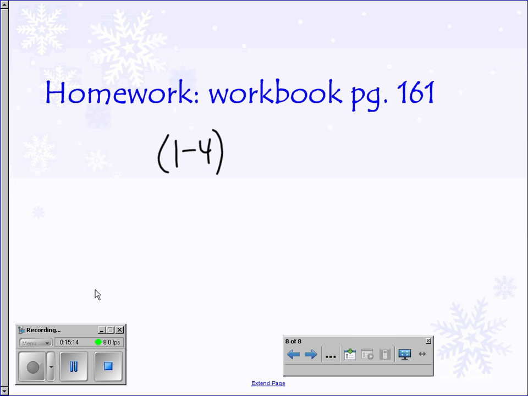Your homework is really short tonight. Workbook page 161, 1 through 4. This is just like example 1. So in your workbook, page 161, 1 through 4.